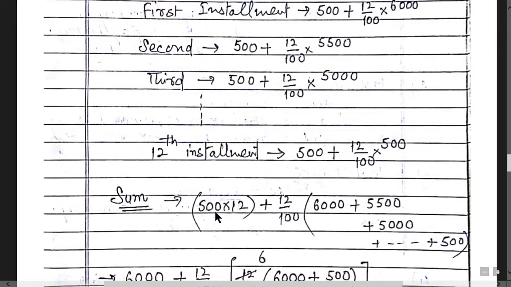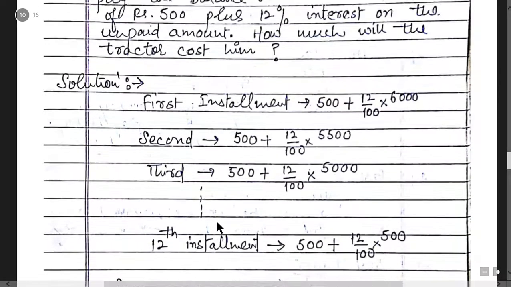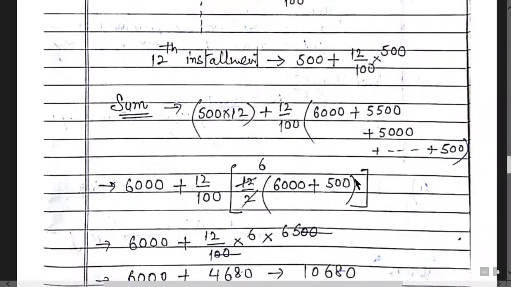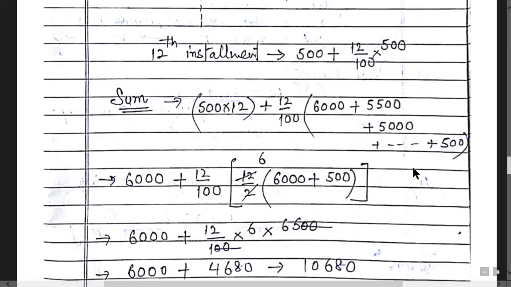What about the first values? Sum is 500 into 12. Why 500 into 12? Because of these first values, 500 appears 12 times. Then from these terms, you can take 12 over 100 common. And inside the bracket, you can write 6,000 plus 5,500 and 5,000 up to so on 500.